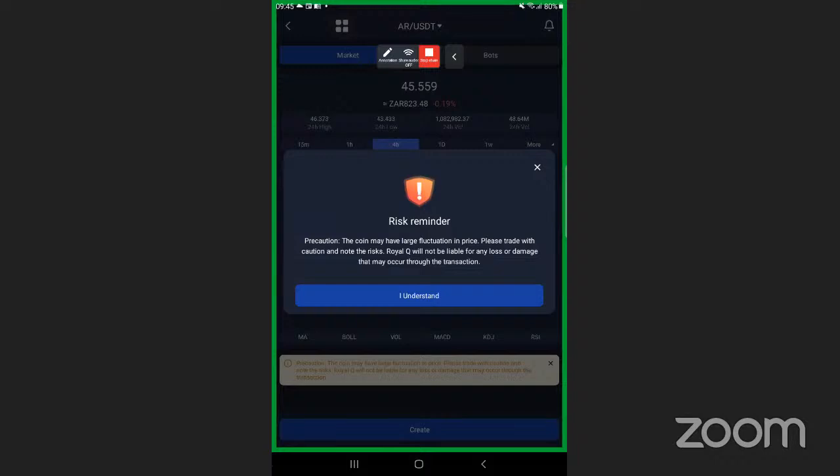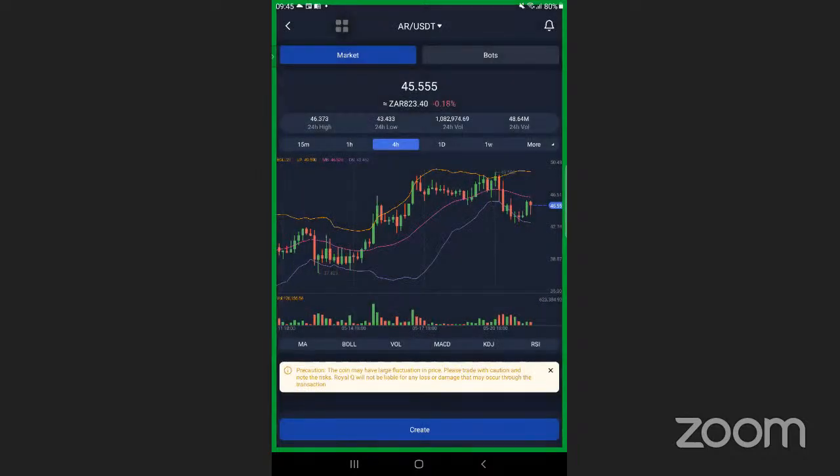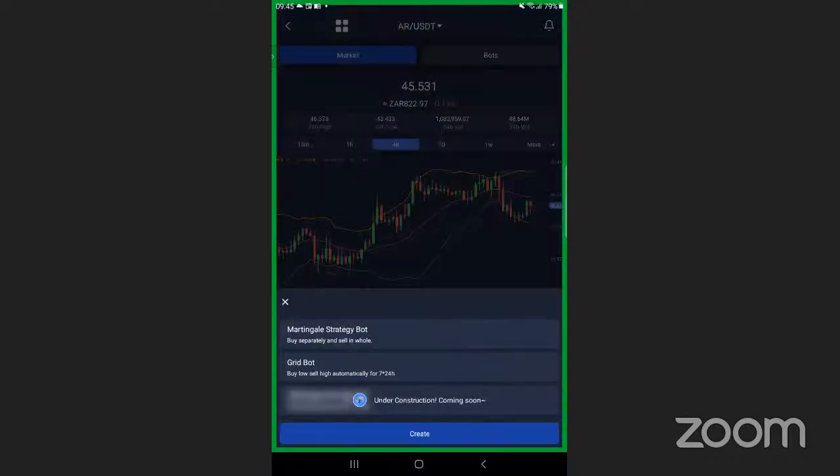Okay, yes, there is always the risk reminder. We just click understand on the risk reminder, telling us that crypto fluctuates. So we need to understand that crypto goes up and down in terms of price. Yes, just a risk reminder. Then we're going to tap on create, then we tap on Martingale strategy bot.